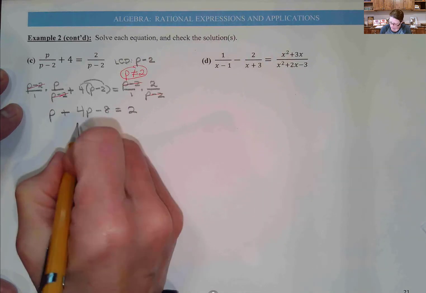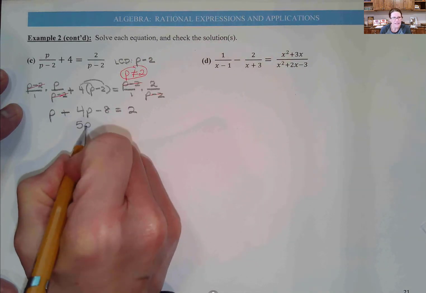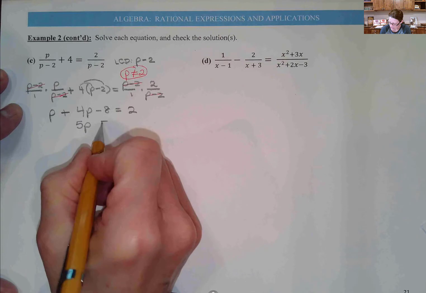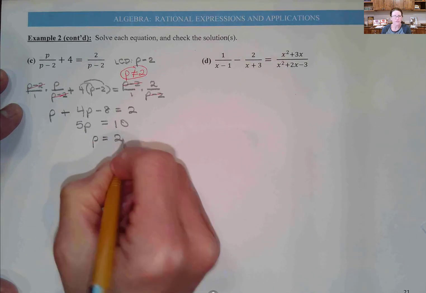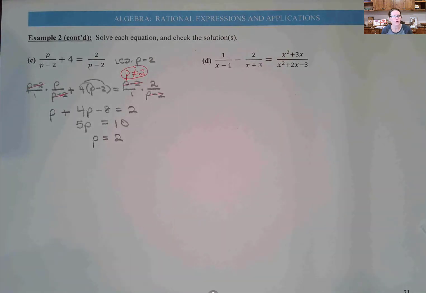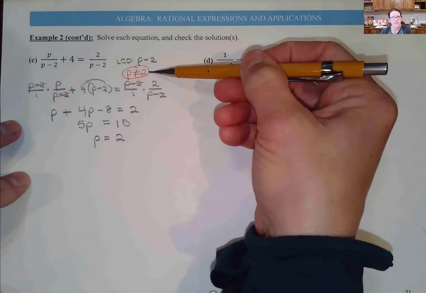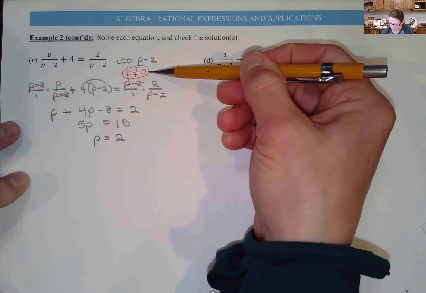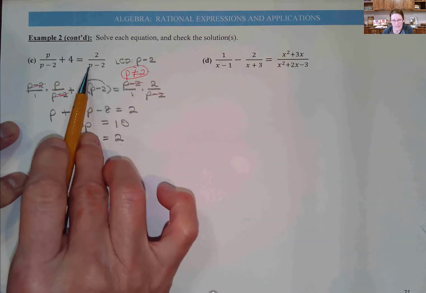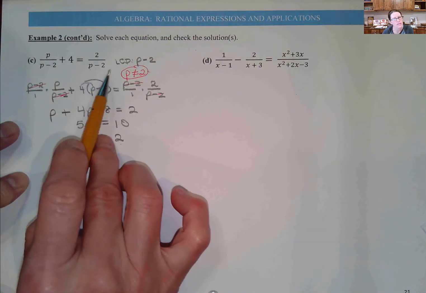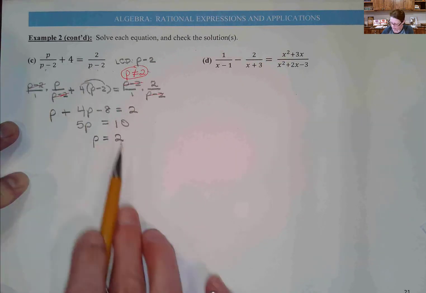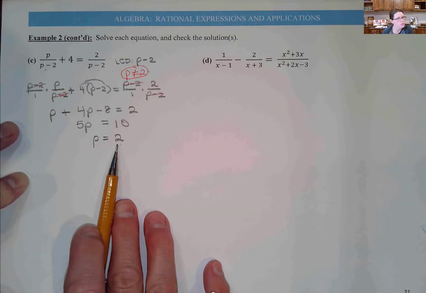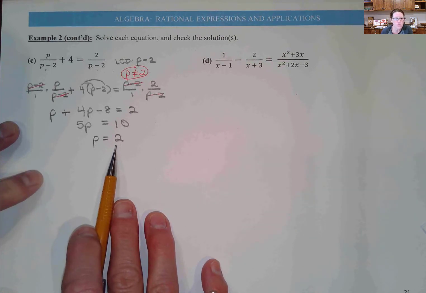Combining like terms, 5P. Let's add 8 to the other side. Divide by 5 to obtain P equals 2, but we made a note to ourselves above that P cannot equal 2, because if it is, then we have 2 minus 2, or 0, in the denominator in a couple of places. This was our proposed solution, but it does not check.